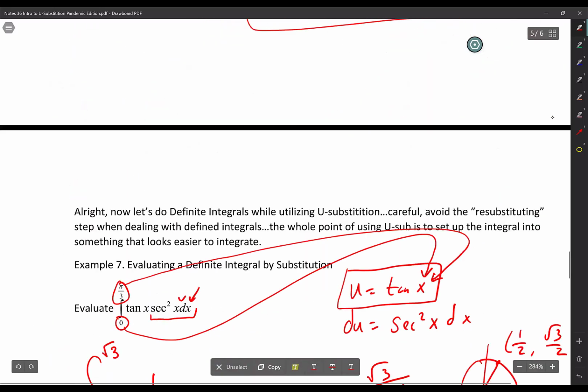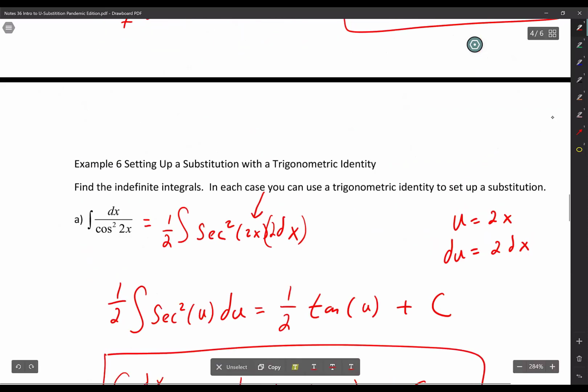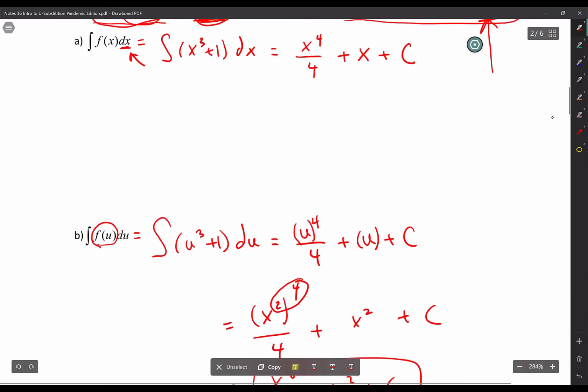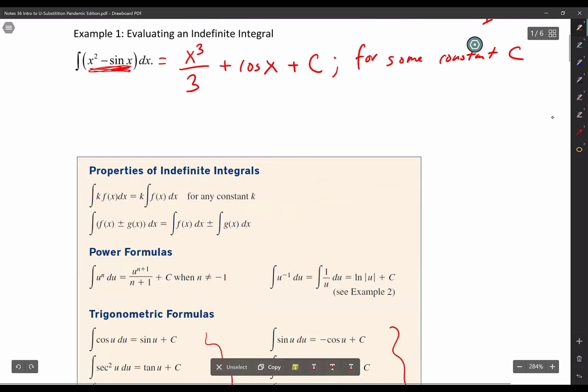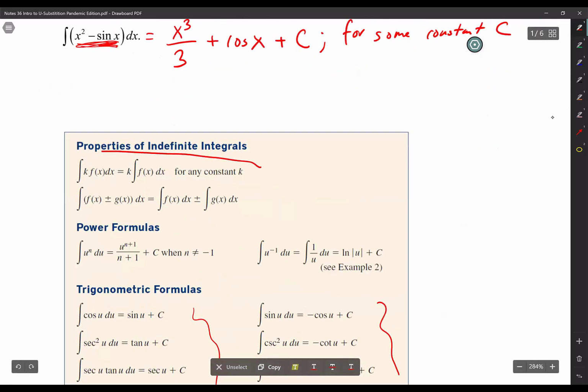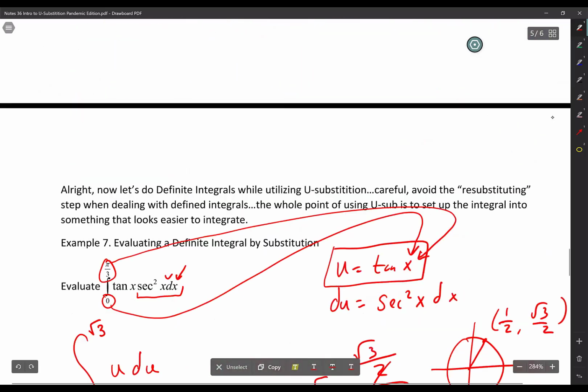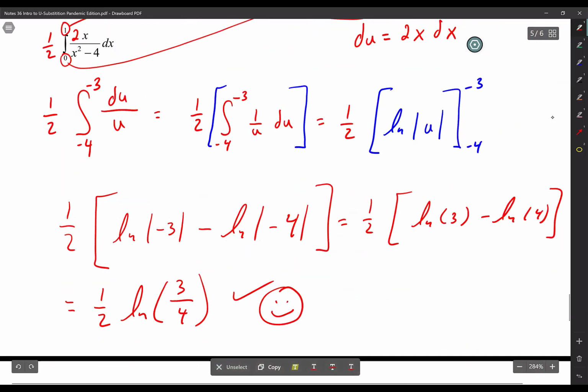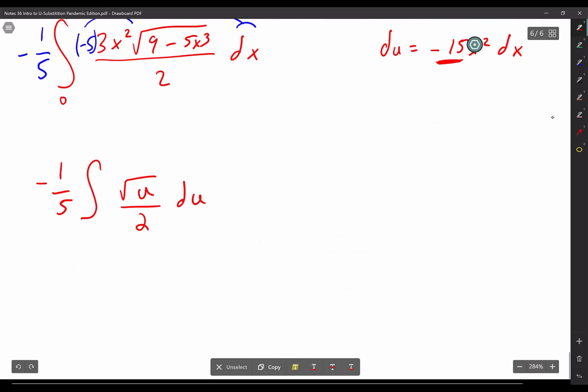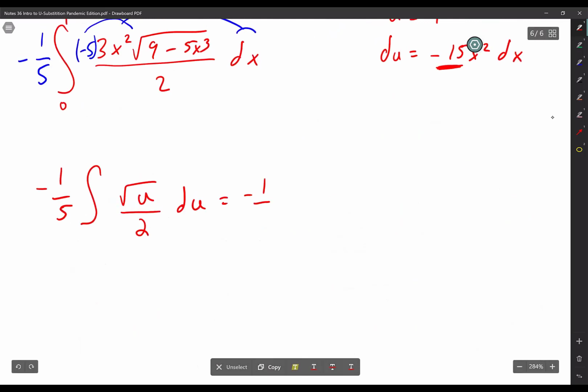Look, guys, I'm just going to do this property over here. I'm just going to take it out. No, you don't have to erase. Perfect. So this is going to be negative 1/10 integral square root of u du.